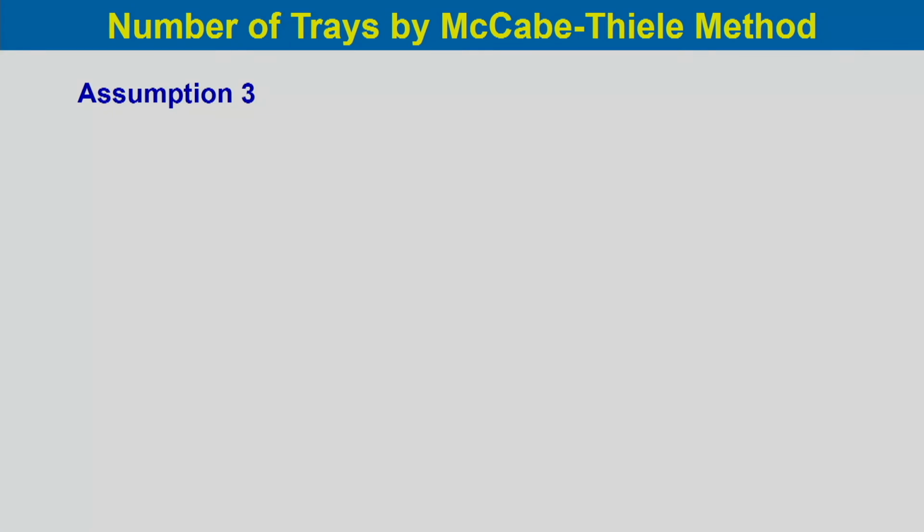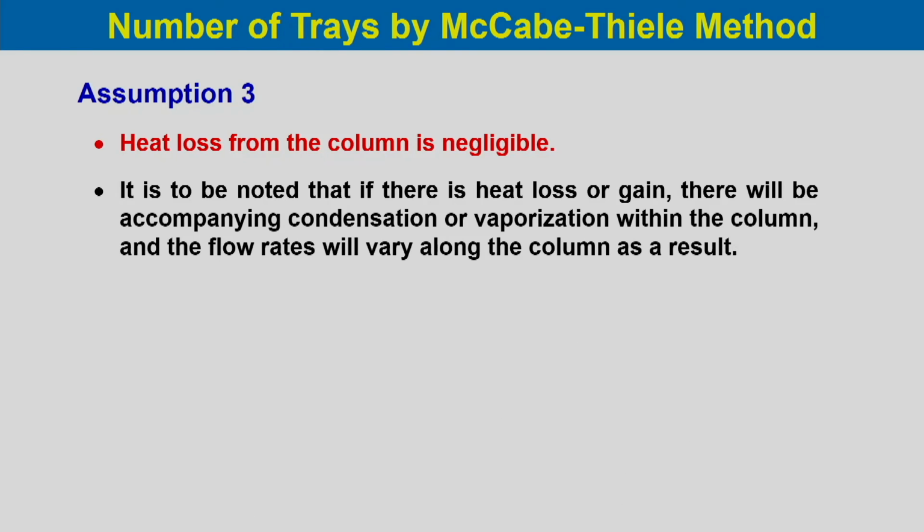The third assumption here is that heat loss from the column is negligible. This is also another important assumption for the McCabe-Thiele method. It is to be noted that if there is heat loss or gain, there will be accompanying condensation or vaporization within the column and the flow rates will vary along the column as a result. So, this assumption is also very important, as it will change the column internal flows.